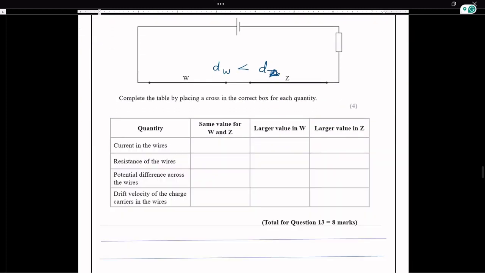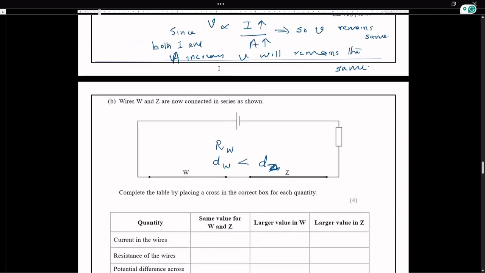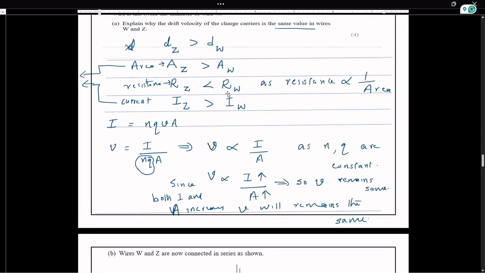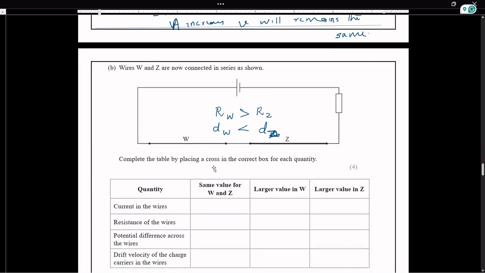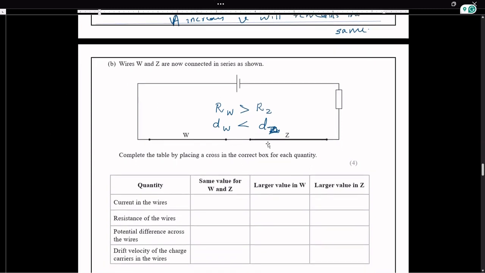So we have two pieces of information here, diameter and the resistance. Resistance of W, is it W or Z? Resistance of W is more than the resistance of Z. These are the two pieces of information. But whatever be the resistance, whether it is less or more, since these two connections are in series, the current remains the same. So, same value for current.